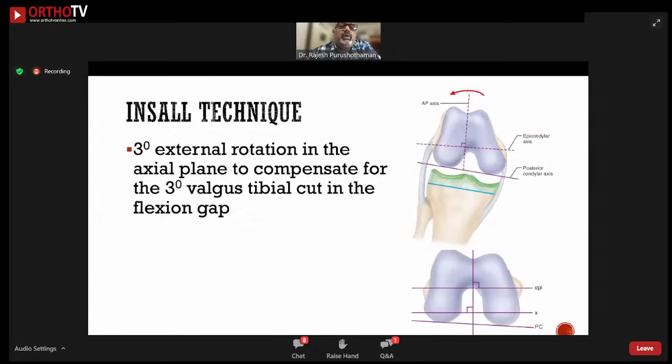This also needs to be taken into account when you are doing the posterior femoral cut. So because the tibia is cut in 3 degree valgus, you have to externally rotate the posterior femoral cut by about 3 degree external rotation. This is to account for the 3 degree tibial valgus cut, as all the tibial cuts will affect the extension gap as well as the flexion gap. So in order to address this in the flexion gap, you have to do a 3 degree external rotation.